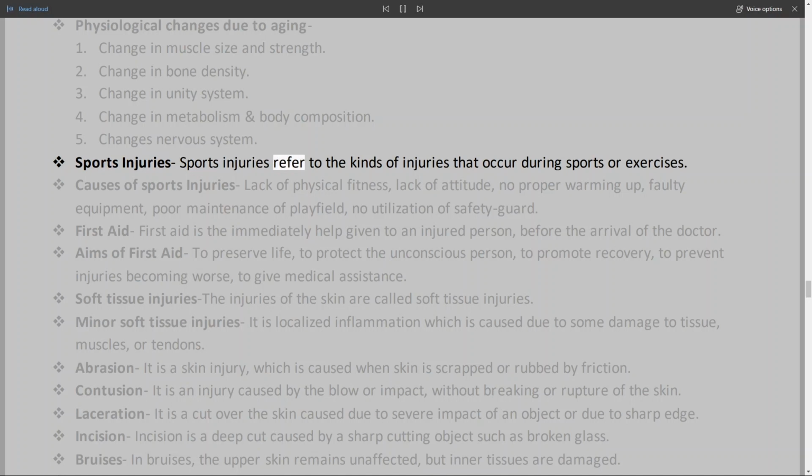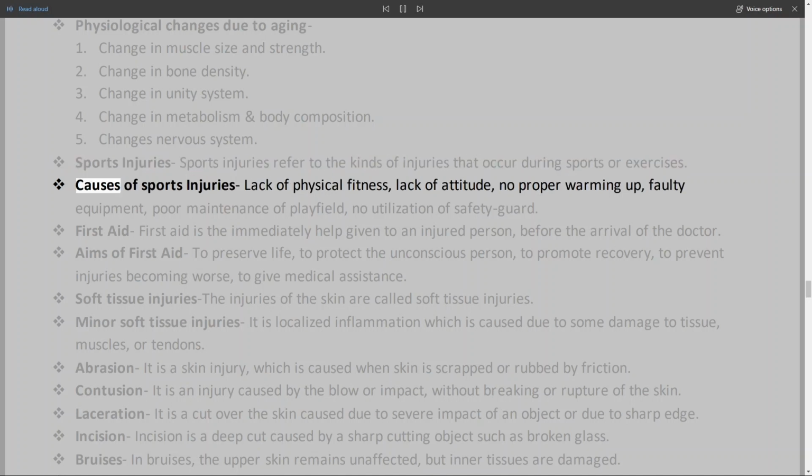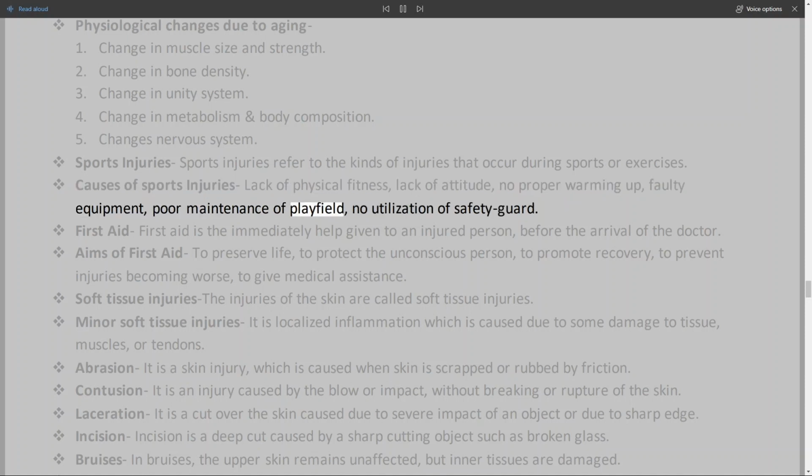Sports injuries refer to the kinds of injuries that occur during sports or exercises. Causes of sports injuries: lack of physical fitness, lack of aptitude, no proper warming up, faulty equipment, poor maintenance of playfield, no utilization of safety guard.